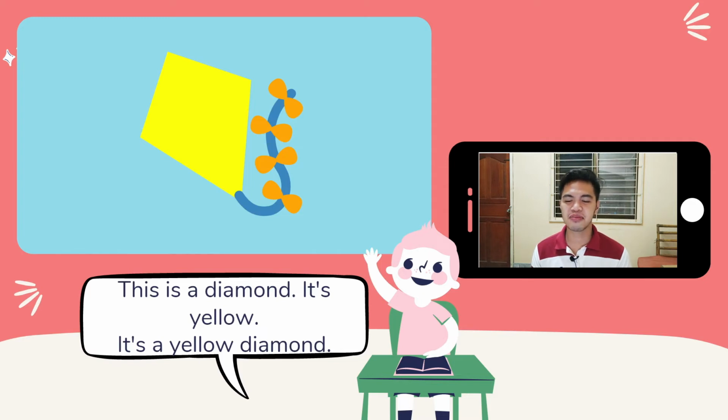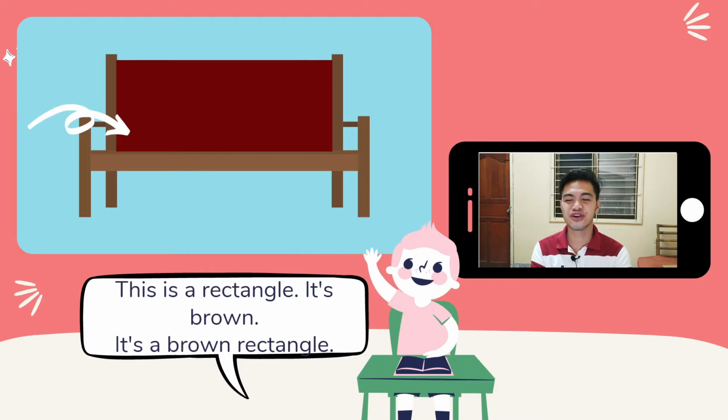This is a diamond. It's yellow. It's a yellow diamond. Alright. For the next one, this is a rectangle. It's brown. It's a brown rectangle. Look, it is a rectangle.